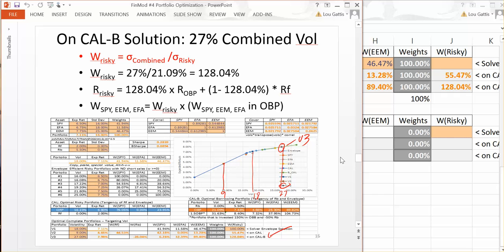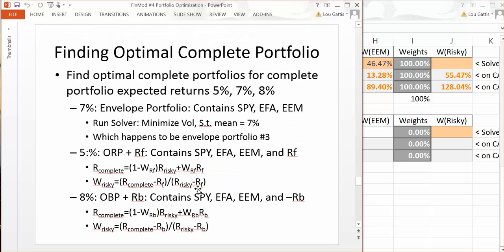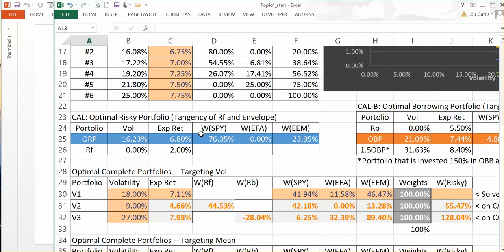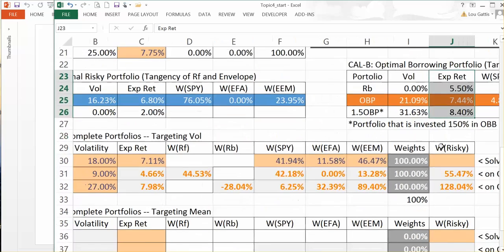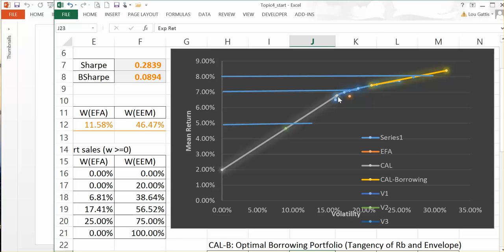So back to the PowerPoint. I'm now looking at areas of expected returns of 5, 7, or 8. I'm going to be on either this line segment, this envelope segment, or this line segment for leveraging. If I want a 7% expected return, that happens to be between the 6.8% return of this portfolio and 7.44 of this one, or graphically it's between these two, so it's on the envelope.